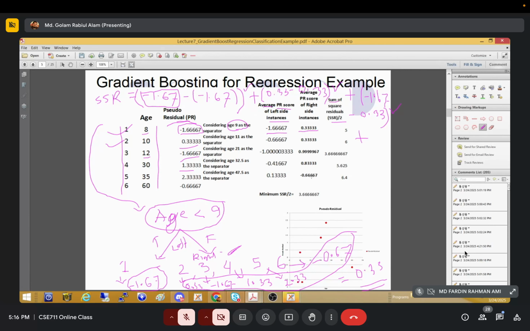Then the next one, the fourth observation, is 1.33 minus the prediction 0.33, whole square, plus. And then the fifth one is 2.33 minus 0.33, whole square, plus negative 0.67 minus 0.33.